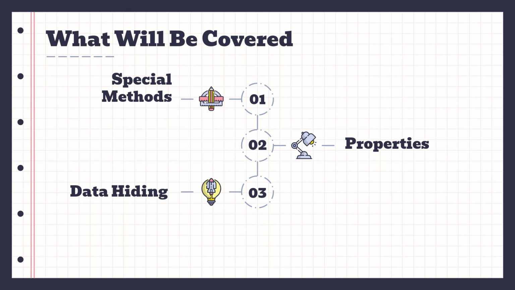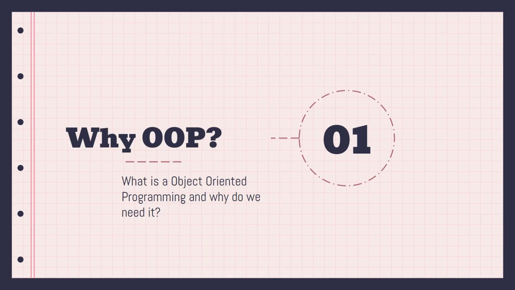So let's take a look at what is OOP. OOP is just short for object-oriented programming. The abbreviation of object-oriented programming is just OOP. So what's OOP and why do we need it? In programming, the main concept of OOP is being able to represent real-world objects using code, right?